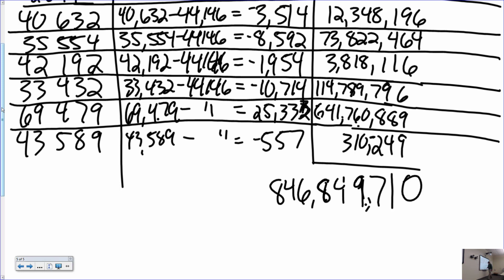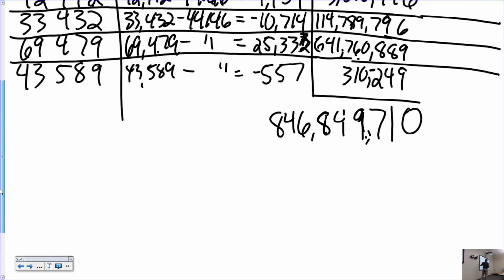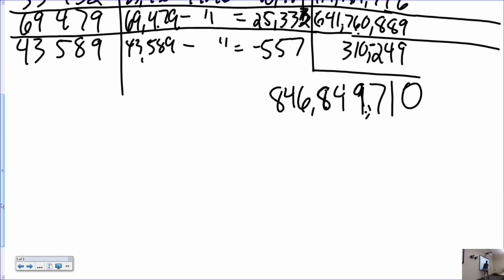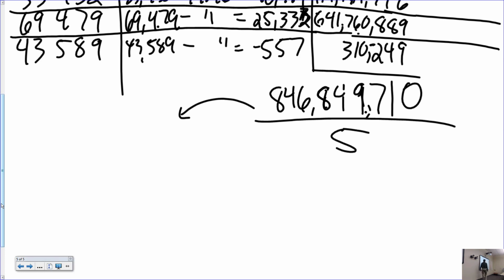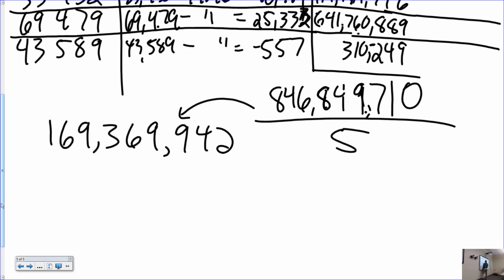Sounds about right, yeah. It should be around that number. What do I do with that number? Divided by 5. When you divide it by 5, what do you get? 169,369,942. This, folks, is the variance.